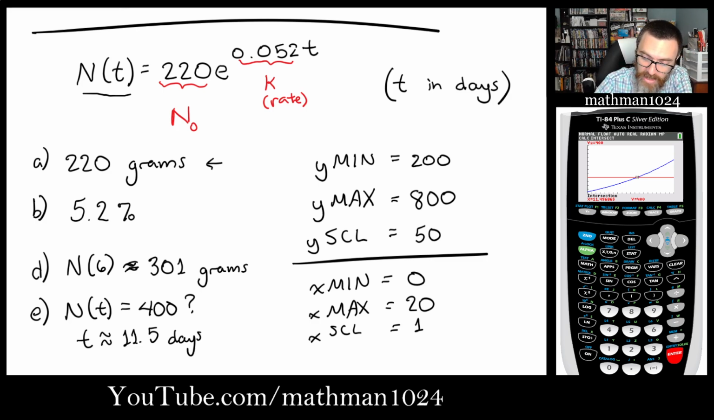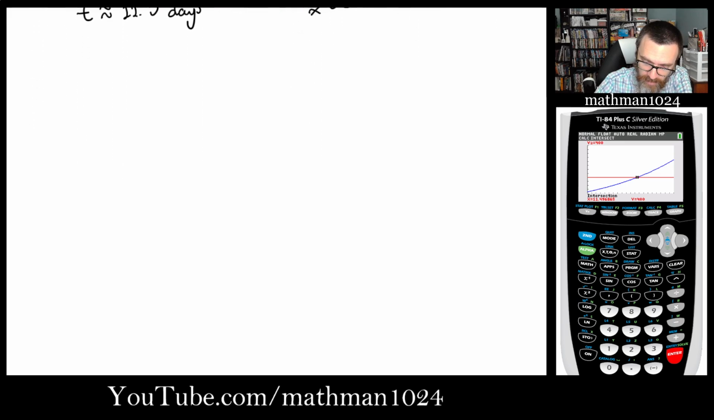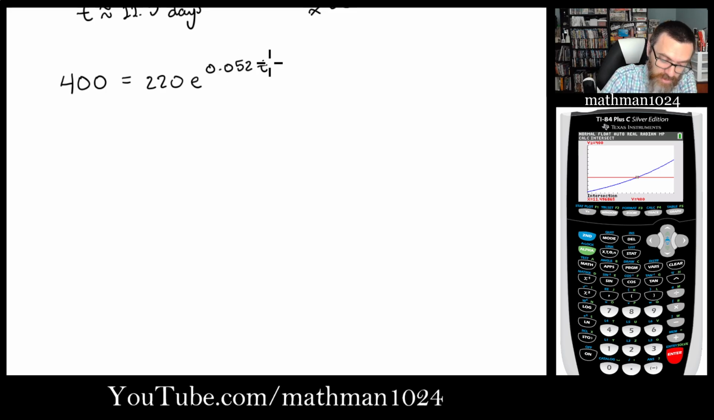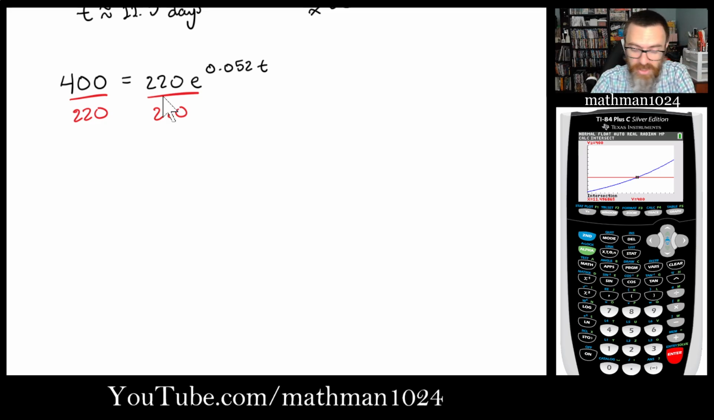Now, we can do this algebraically too. That would be by setting 400 for N of t equals 220 e to the 0.052 t. And as we've seen with solving equations where you have a variable in the power, we're going to have to take logs of both sides. But before I do that, I have to get rid of whatever's in front of that e, because I don't want to take the natural log with that there. It just makes things confusing and gross.